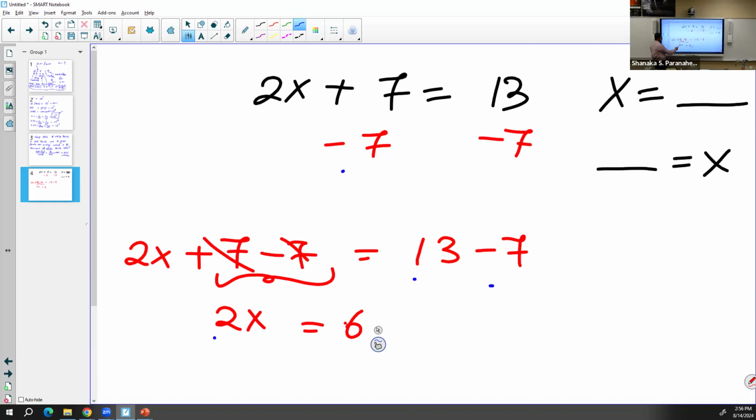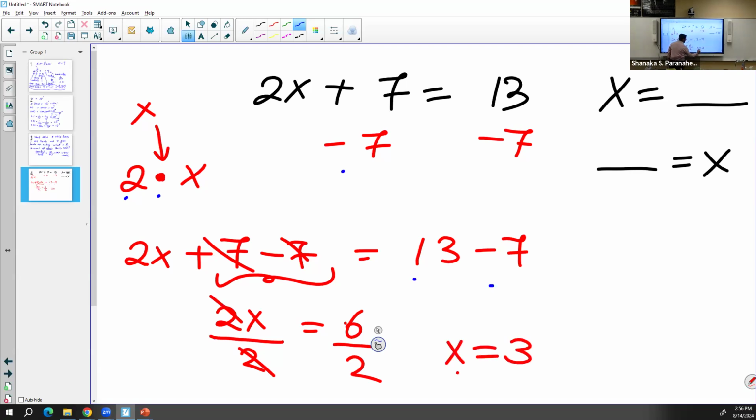Now you can see there's a coefficient in front of the variable. So 2x means it's 2 times x. This is the multiplication. The opposite of multiplication is going to be the division. So we divide both sides by 2. So 6 divided by 2 is equal to 3.